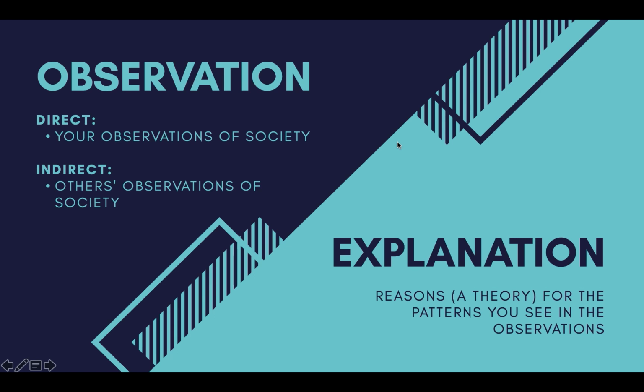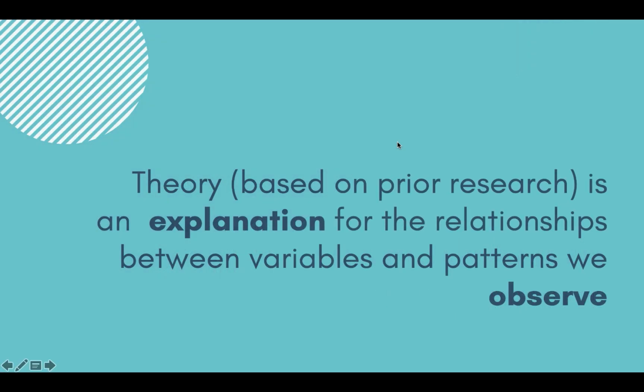The explanation part of that is coming up with a reason why younger people tend to vote for one candidate and older people tend to vote for another candidate. That's what we call a theory. Theory, based on prior research, is an explanation for the relationships between variables and patterns we observe.